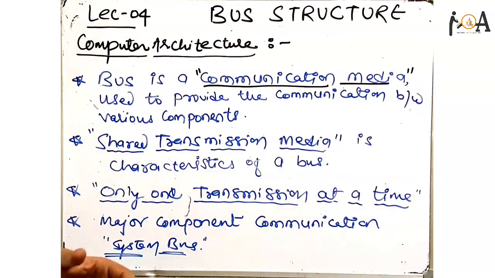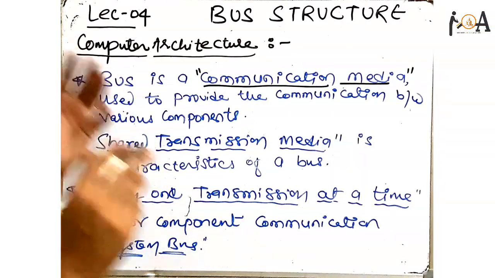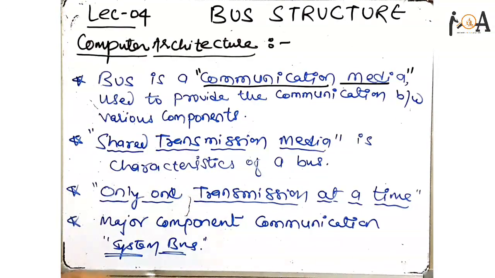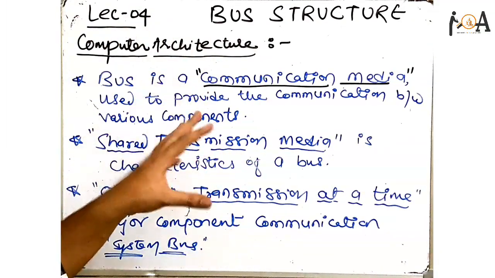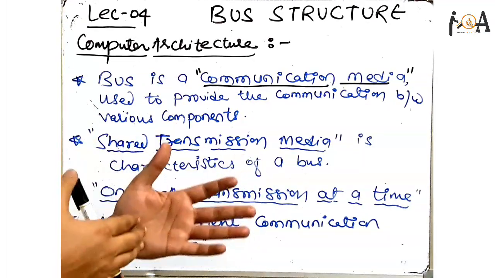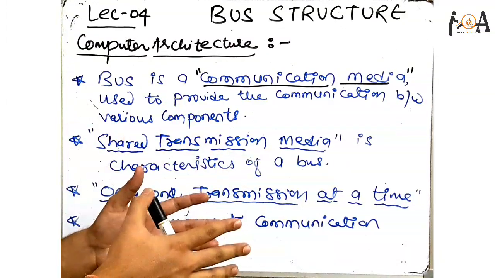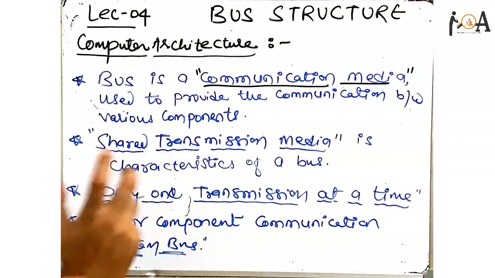Hey guys, in this lecture we will discuss the bus structure. But before discussing bus structure, let's see some important basics of bus, and why it is important in computer architecture. Basically, we will see the complete bus structure in detail, and we will also see the types of lines in the bus structure, like address lines, control lines, and data lines. So before discussing that, let's have a look at the basics of bus.